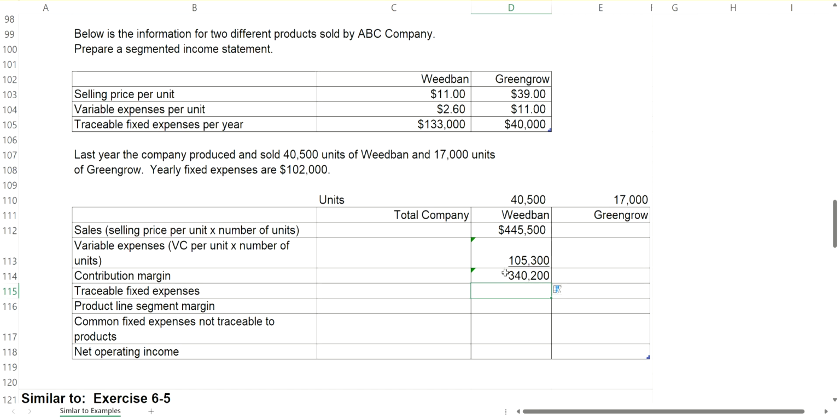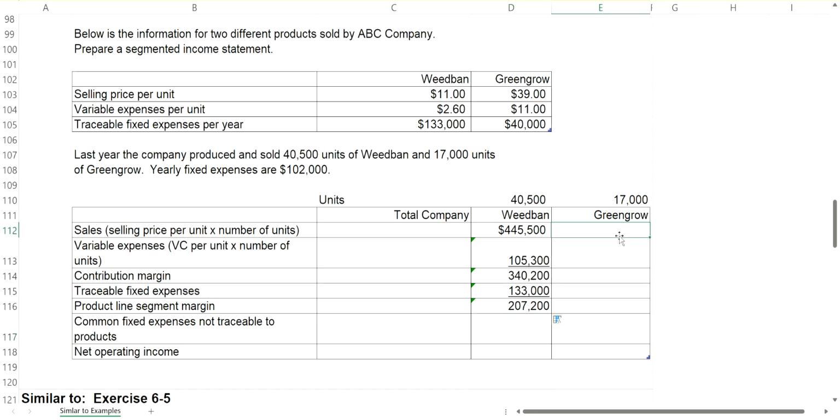Okay, next I will bring down the traceable fixed cost for WeBan of 133, and then I will subtract that from the contribution margin. And our product segment margin is 207,200. We stop there because we don't take common cost out of the individual products.